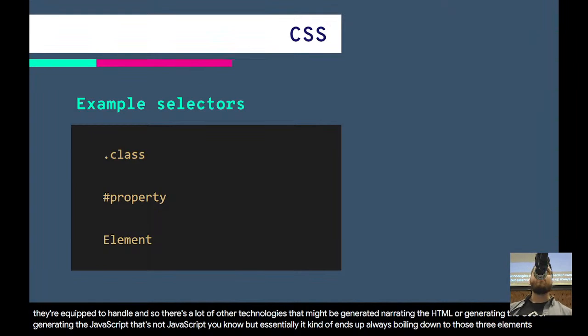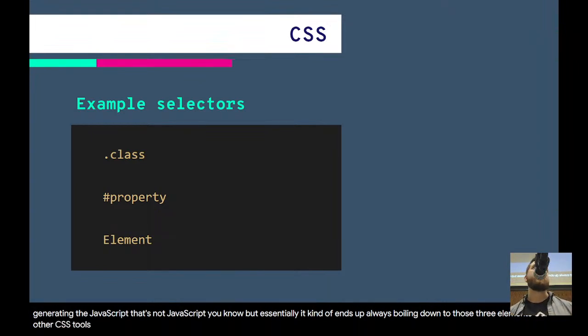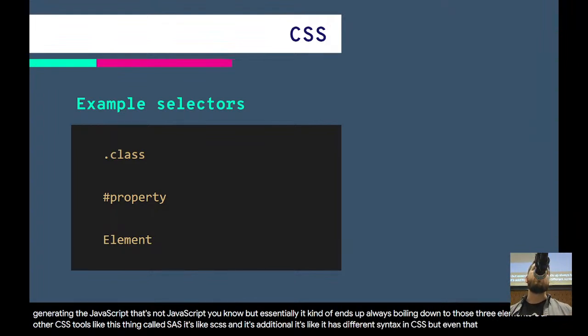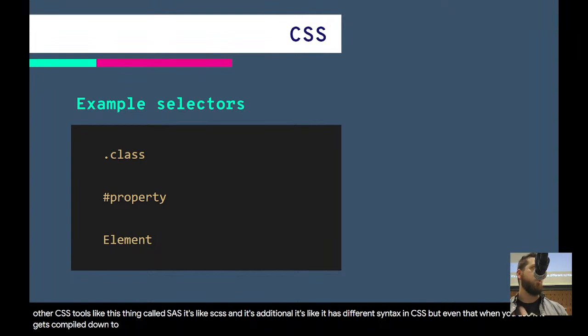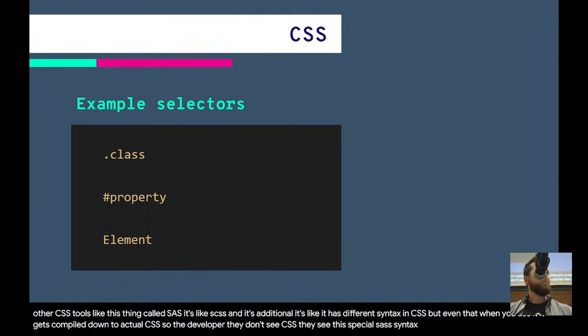Additionally, there are other CSS tools, like there's something called Sass. It's like SCSS, and it has different syntax from CSS, but even that, when you use it, gets compiled down to actual CSS. So the developer doesn't see CSS, they see this special Sass syntax. But yeah, good question. Thanks.